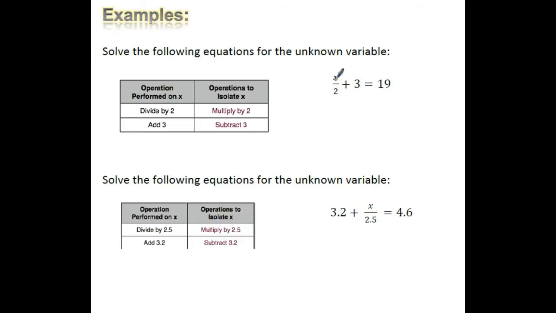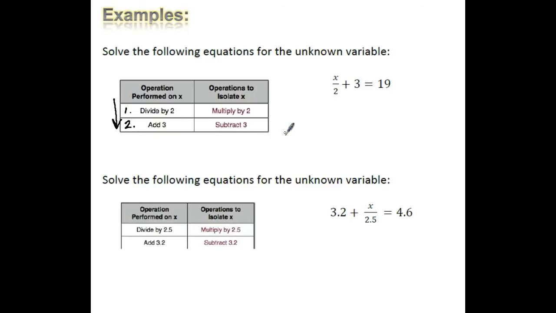Our first step is to take our x and divide it by 2. The operation performed on x is to divide by 2, so this is our first step. Then our next step is to add 3, so this is our second step. So we're looking at it going this way: first step, divide by 2; second step, add 3.